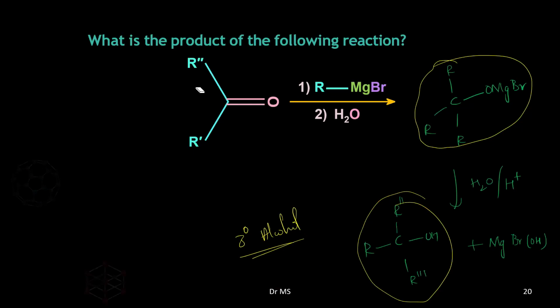If instead of this R dash I have hydrogen, this will become an aldehyde, and instead of having R here, hydrogen, that will be a secondary alcohol. Is it clear for everyone? Yes, sir. Okay, great.